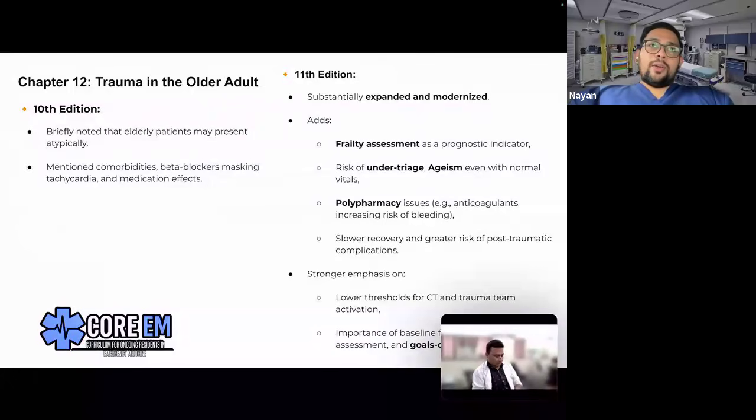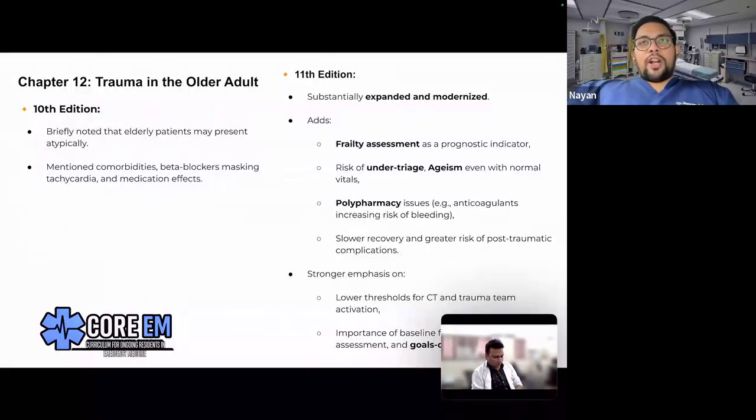In the older adult, there are some changes here because geriatrics is an upcoming branch. Geriatrics is a very neglected part of emergency care. So trauma in the older adult, in the 10th edition, noted very briefly that presentation is atypical in elderly patients and mentioned the comorbidities, beta blockers masking tachycardia, medication effects, all of that.